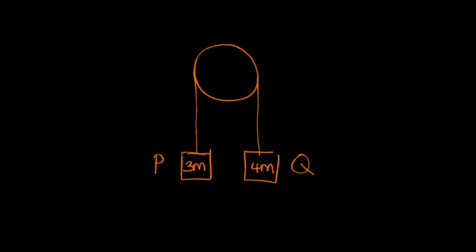Hey guys, today we're going to go through a few different pulley problems. So our first pulley problem involves two particles P and Q. The mass of P is 3m and the mass of Q is 4m.